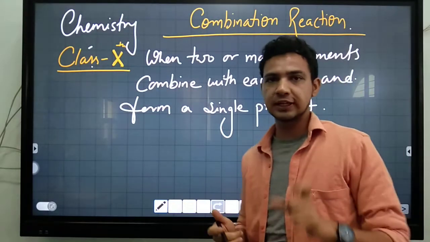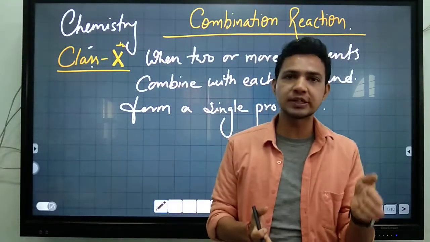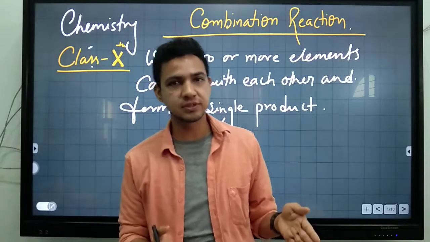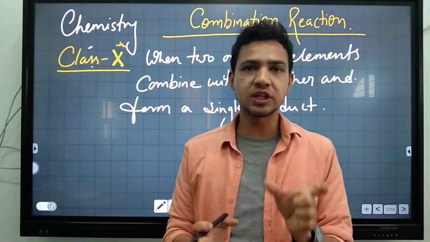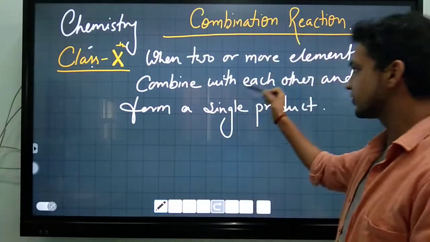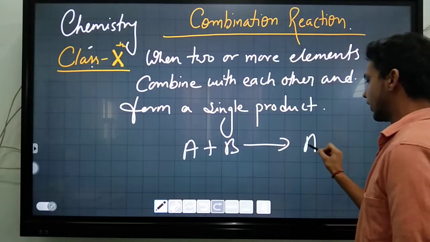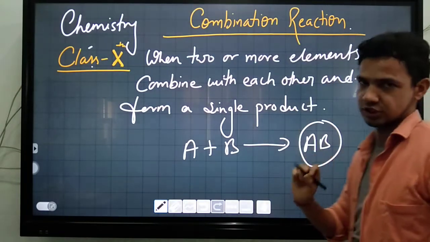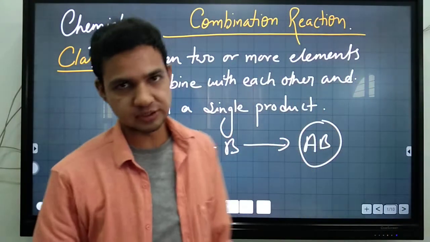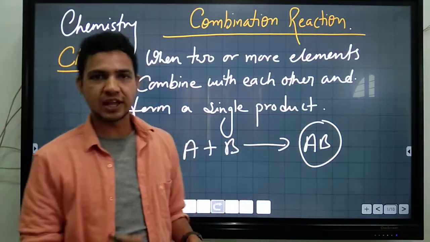In decomposition reactions, one substance is decomposed by passing electricity, light or heat from outside sources, giving you two or more kinds of substances. But what happens in combinations? In combinations, two substances combine with each other and give you a single product. That is known as a combination. Maybe this reaction is exothermic or maybe endothermic.